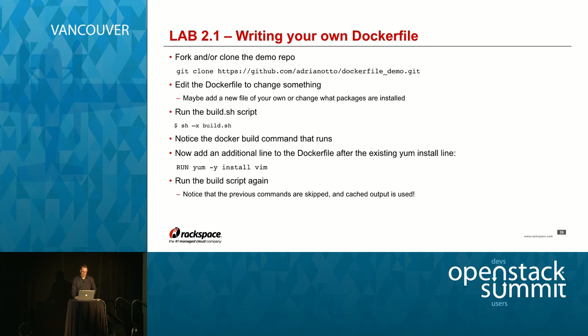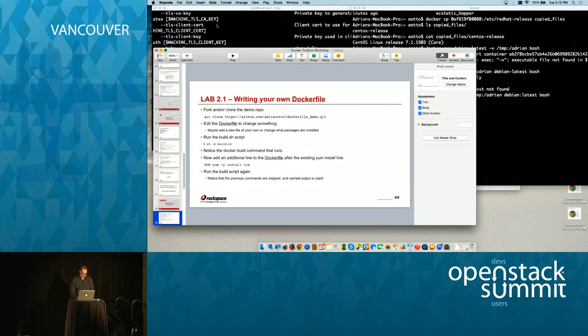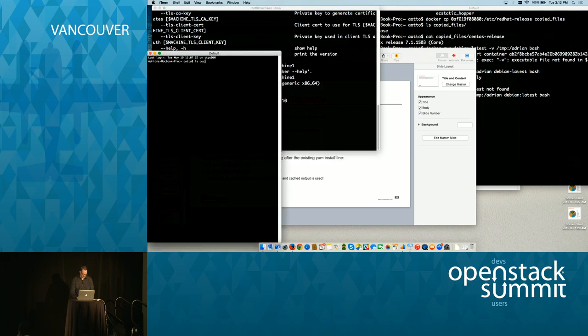So I made a Git repository that has a demo Dockerfile in it, like the ones I've been showing you. So you can clone this repo. github.com/adrianotto/dockerfile_demo. And it has a couple of things in it. Wherever you want to clone it, I don't care. Wherever you want to do your Docker build. But I would do it on my laptop. If you're having trouble with the network, you might actually want to do it remotely. I've seen the network's pretty laggy right now.